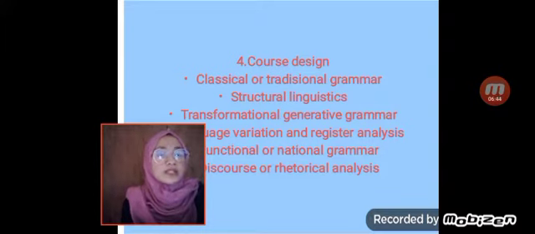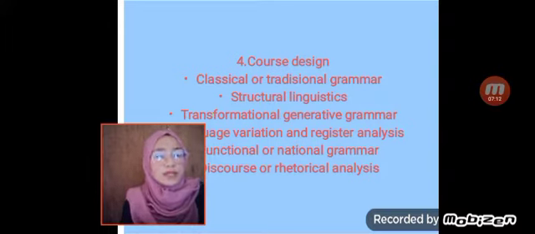In the early stage of its development, ESP put most emphasis on describing the performance needed for communication in the target situation and paid little attention to the competence underlying it. And the fourth is language variation and register analysis. The language varies based on the context it is used. Sometimes it can be formal or informal, and written or spoken.